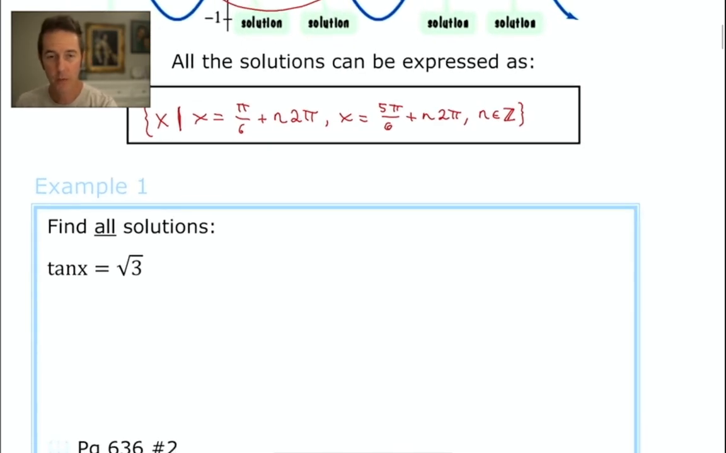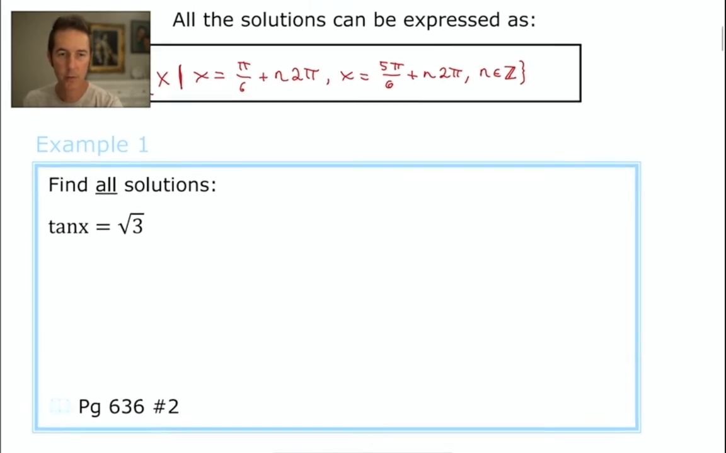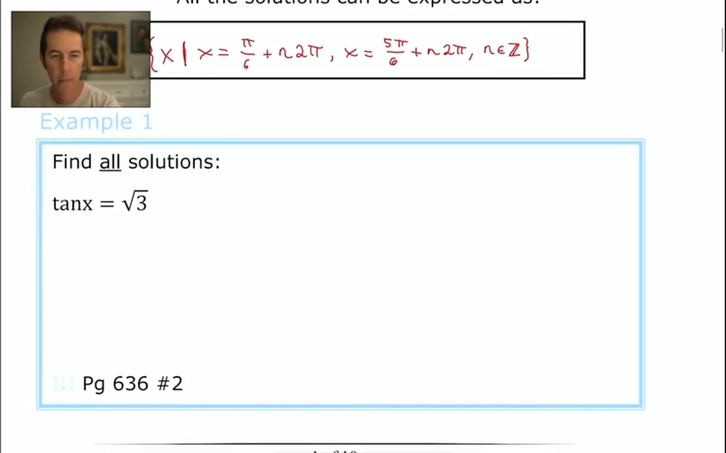So that would actually be the solution to that initial problem, the sine of x equals 1/2. If we were prompted for all solutions, that would be my answer. Again, notation can vary from book to book and classroom to classroom. Let's try to find all the solutions to this problem. The tangent of x equals the square root of 3.